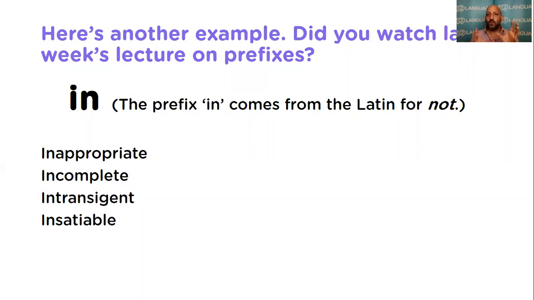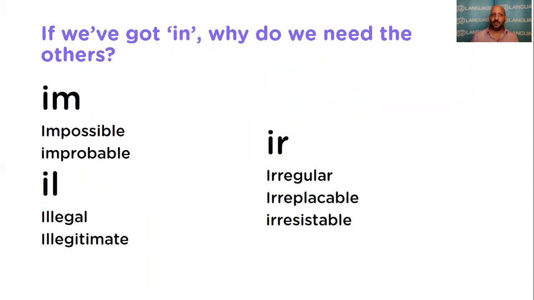Now, the prefix in-, if I remove that, I still have appropriate, complete, transigent, and satiable. Now, I have not changed those words at all. There's been no assimilation with in-. In- before those words just makes a new word: inappropriate, incomplete, intransigent, and insatiable. Now, compare that to the im-, il-, or ir- words. We've already got in-, so you could ask legitimately, why do we need all of the other ones?